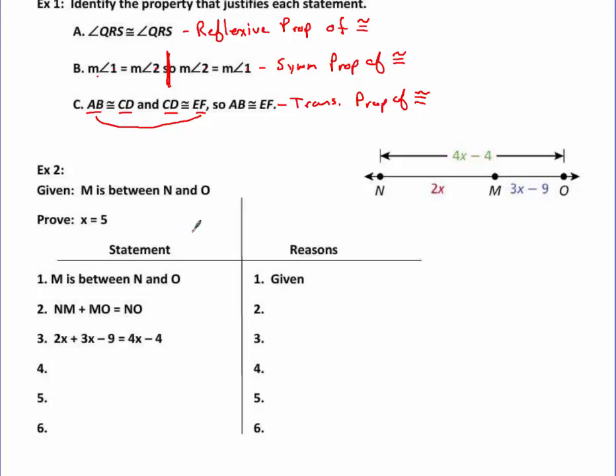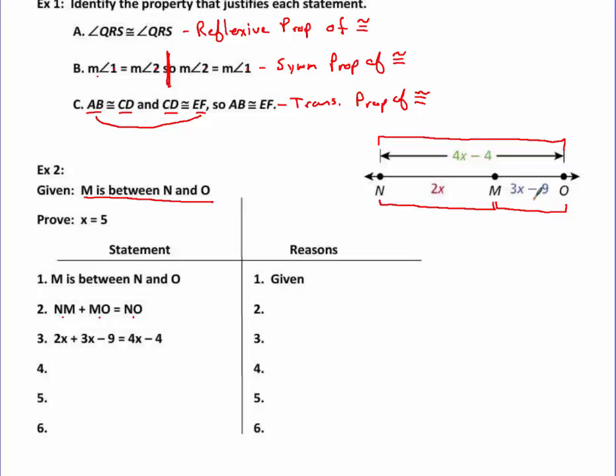So we start out our simple 2-column proof. It says M is between N and O. Well, that's right here. That was our given information. So that's our first reason. Remember, given is always the first reason. Then the very next thing we see, M is between N and O. And we see NM plus MO equals NO. And we look up here and we see NM plus MO equals NO.